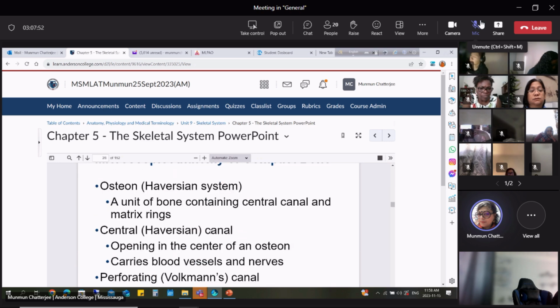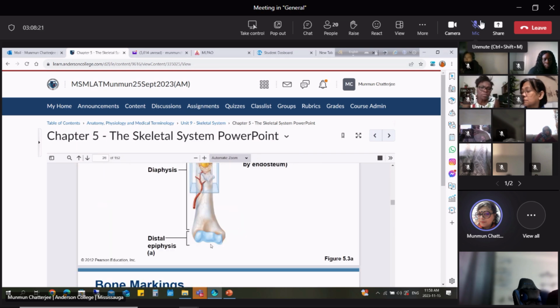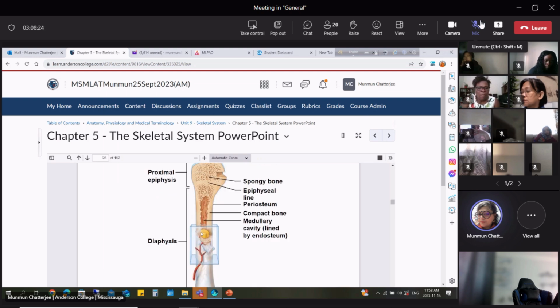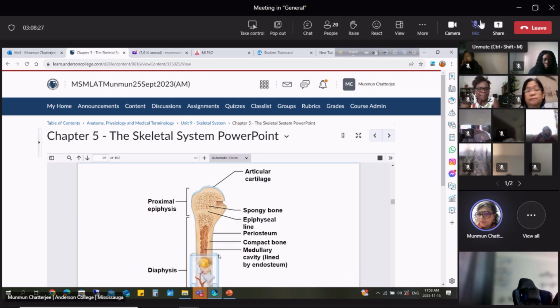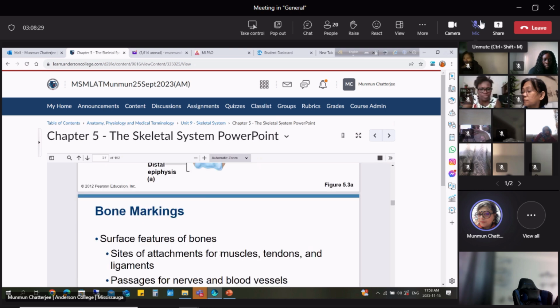Now, osteon. This comes sometimes. What is the unit of bone containing a central canal and matrix rings? This is very deep anatomy. We don't need it, but you can just remember the osteon is the Haversian system. What is that? It is a unit of bone, a part of a bone, which has the central canal, like this one. This is the central canal, and the circular ring is the osteon.